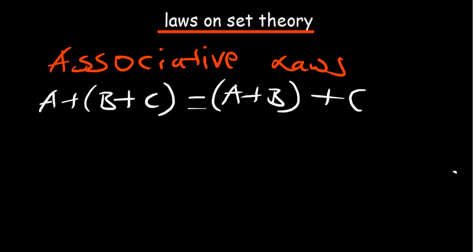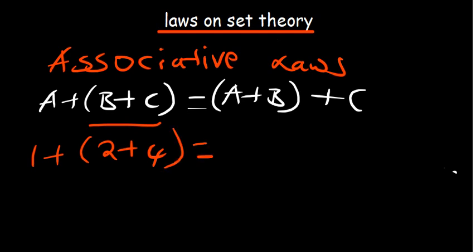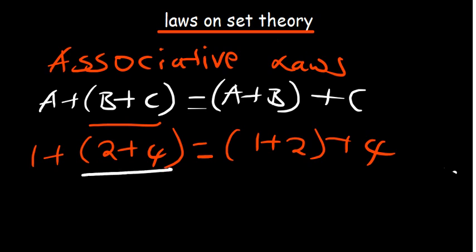When you have brackets, it means that you start by adding what is in the brackets. So in a case where we are saying 1 plus (2 plus 4), and then (1 plus 2) plus 4, you start with whatever you have in the brackets. So on the left hand side, it's going to be 1 plus 6. On the right hand side, it's going to be 3 plus 4. Which gives us the same result, 7. But the steps are different. So this is the aspect of the associative laws.